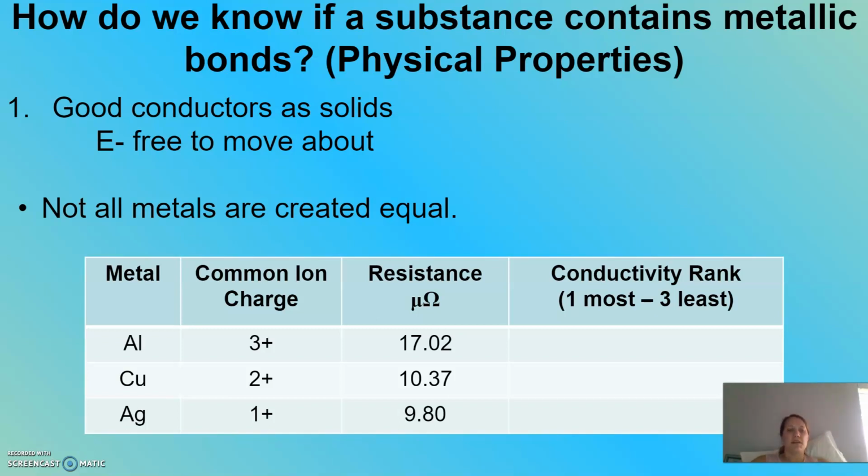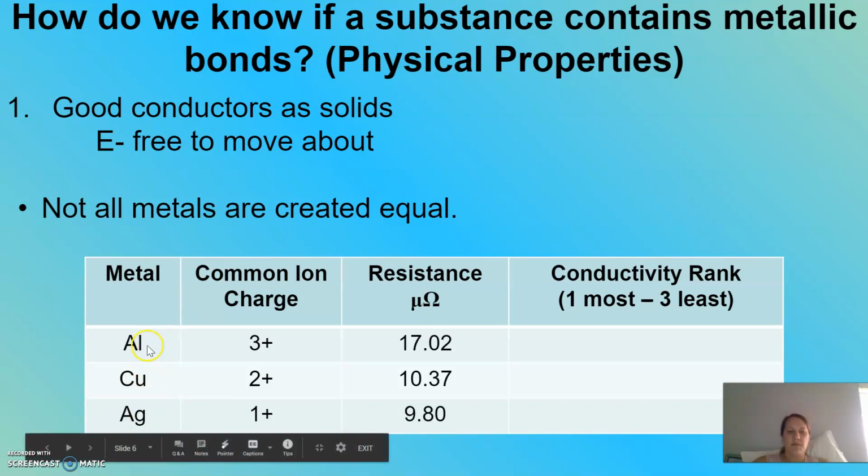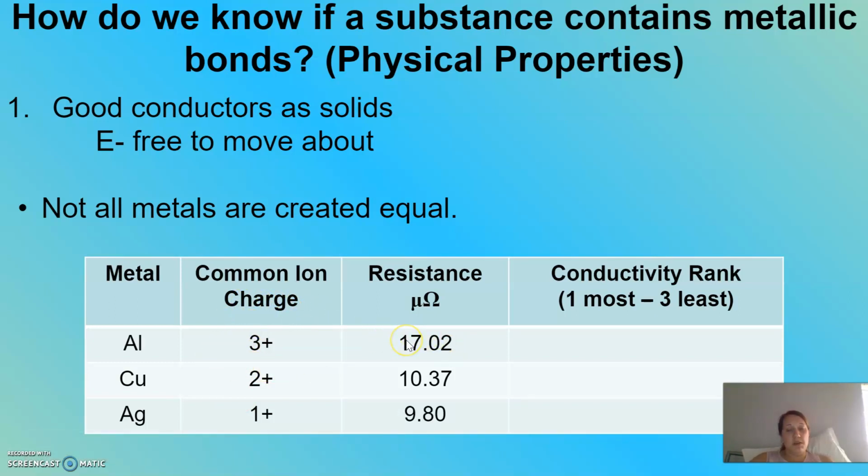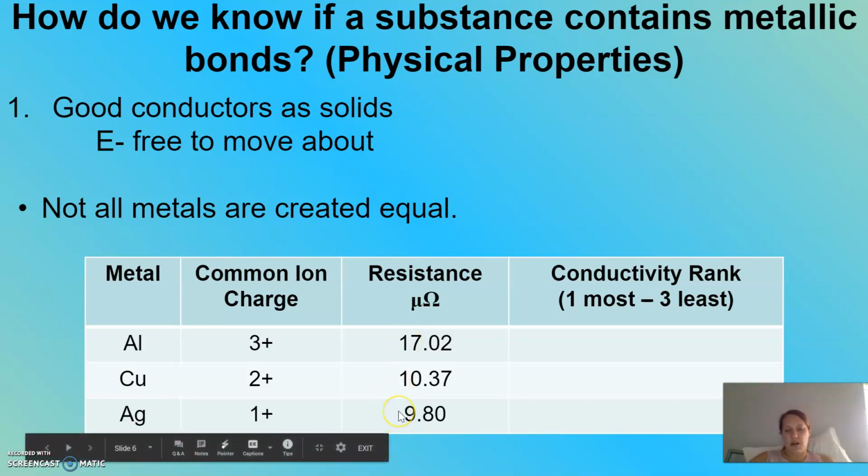Some of them are better conductors. So you can see down here, we've got aluminum, copper, and silver, okay? You see their common ion charge, and you see they have different resistance values. So aluminum has a very high resistance value, whereas silver has a very low resistance value. You'll also notice silver tends to give up only 1 electron, aluminum tends to give up 3 electrons, okay? So we know that aluminum is the worst conductor of the 3, silver is the best conductor of the 3.